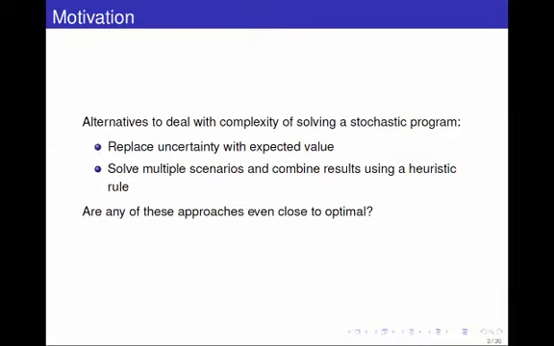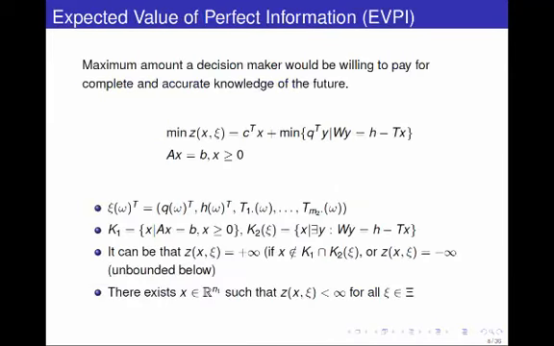And again, the motivation of all of this analysis is, you know, if there's a simple way I can come up with a decision rule, then maybe it's not even worth bothering with a stochastic program. So definition of expected value of perfect information, being able to know what happens in advance.